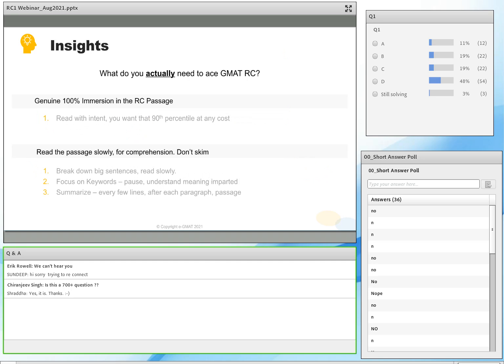What you actually need is this kind of genuine 100% immersion. We didn't go in with this mindset that, oh my god, this topic is not something I know. We went in with the mindset of cracking it. Immersion, reading with intent. You saw how we drew inferences. One small phrase, bordering on the extreme, told us something. One definition told us something. By focusing on those things, you can extract everything from even a passage that looks completely difficult. So break down big sentences, focus on keywords, summarize every few lines. Whenever you get stuck, whenever you feel that what you read did not make sense, you should summarize in your own words. Do that and RC is going to really be much easier than you think.